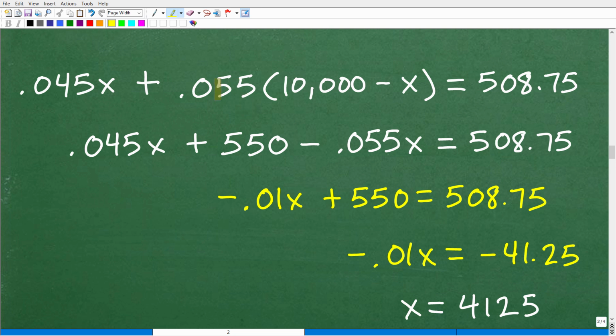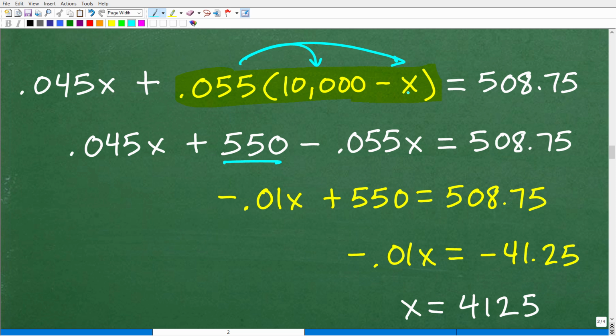So what's the first thing I need to do? Well, you have a distributive property situation right here. This is 0.055 times 10,000. I need to take that 0.055 and multiply by 10,000 and x. So, of course, use your calculator to help you out. So 0.055 times 10,000 is 550.